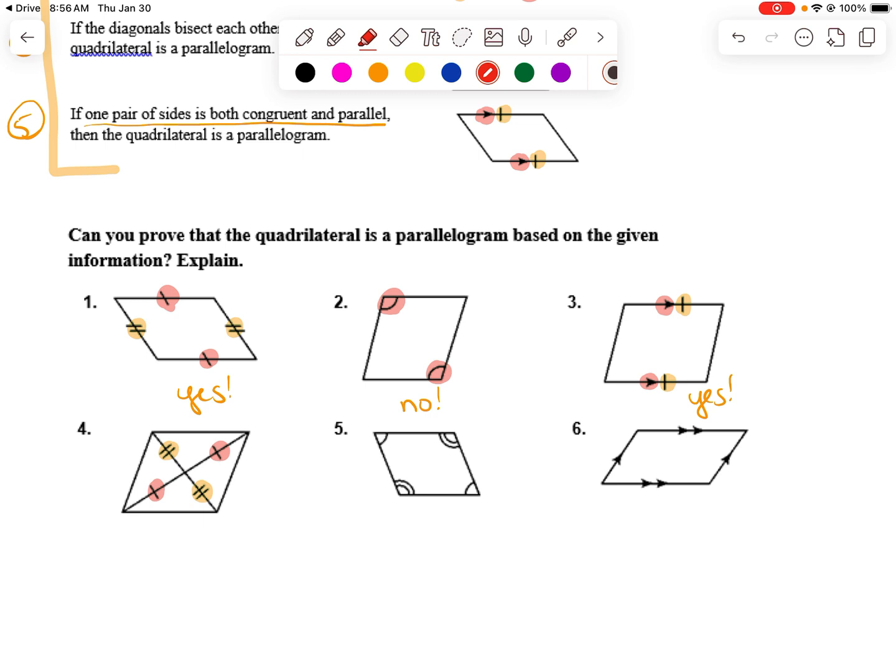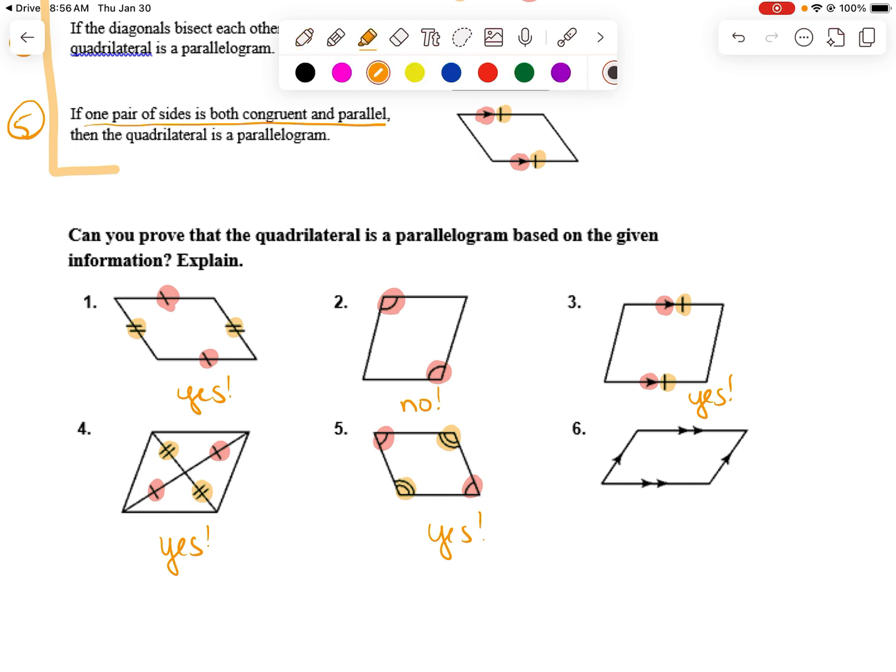So what that means is that the diagonals bisect each other. So yes, this is a parallelogram. Okay, for number 5, they show me that these angles are congruent and these angles are congruent, so that both pairs of opposite angles are congruent. So yes, this is a parallelogram.